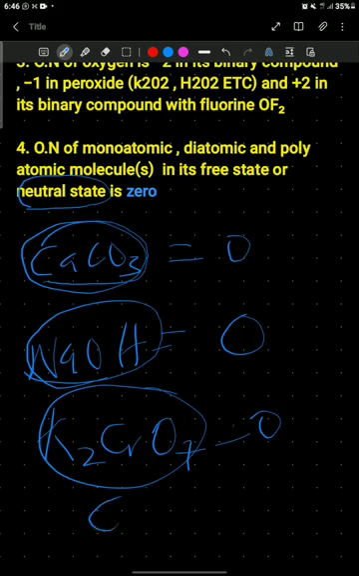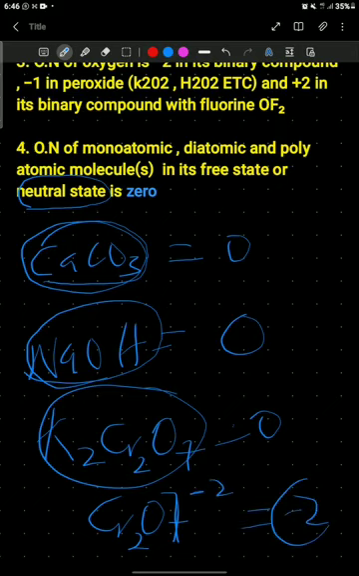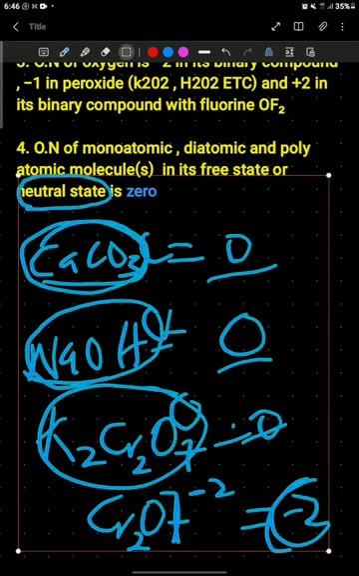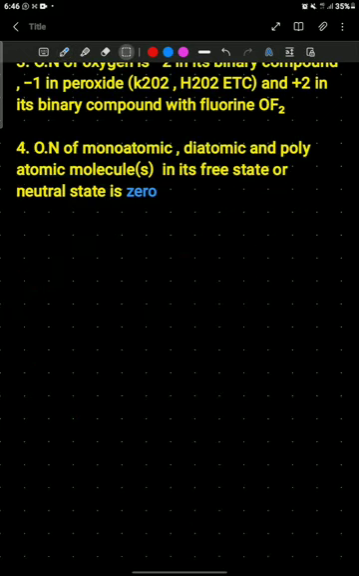But the oxidation number of K2Cr2O7, this is also equal to what? 0. But the oxidation number of Cr2O7 raised to minus 2 is minus 2. You can see here, what is the difference? If you look at these, they don't have charges. So that's the reason why we said they are equal to 0. But in this one, they have charges. So that will be our next oxidation rule.